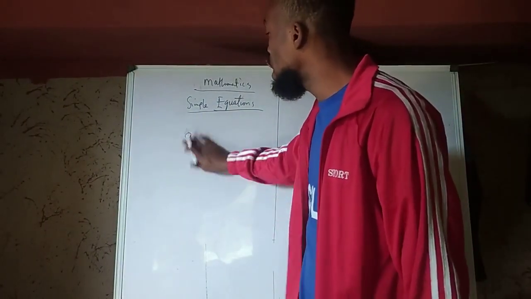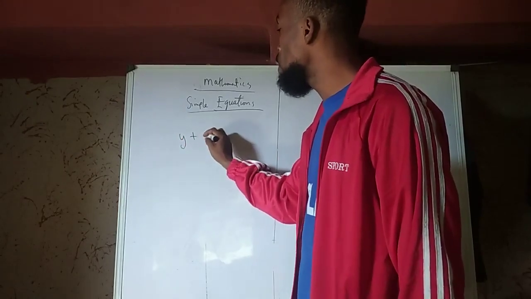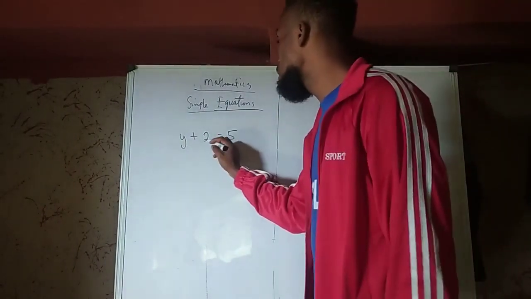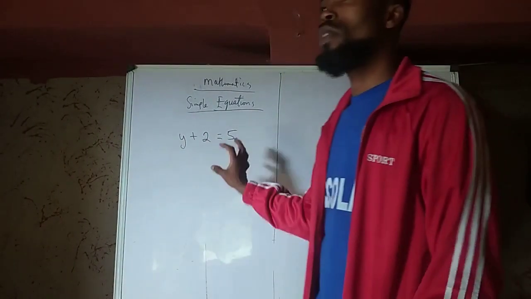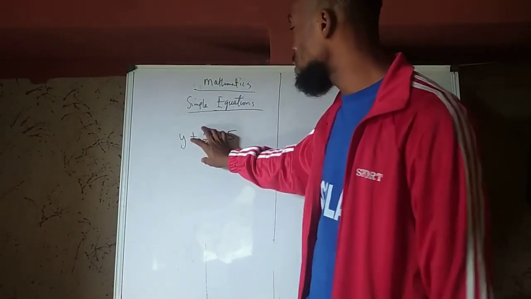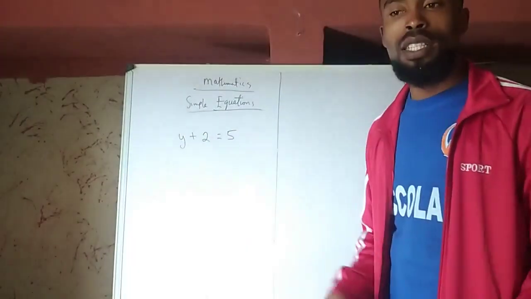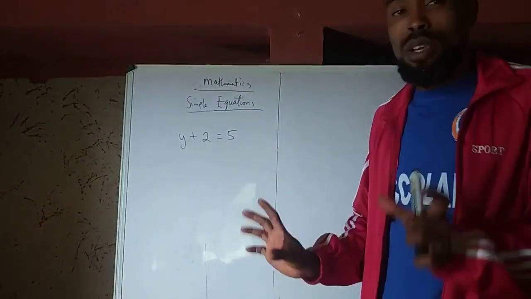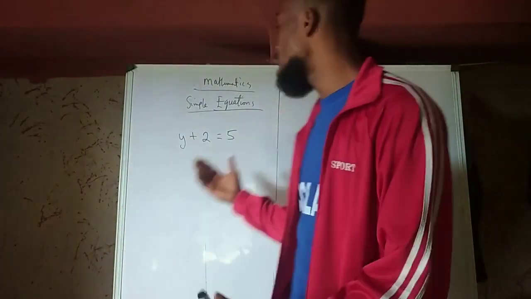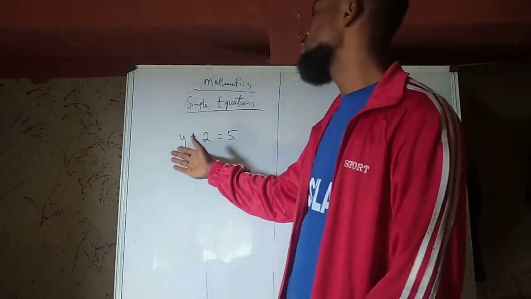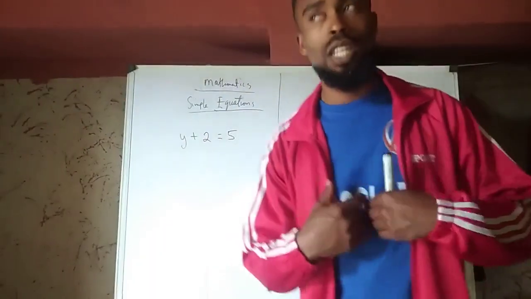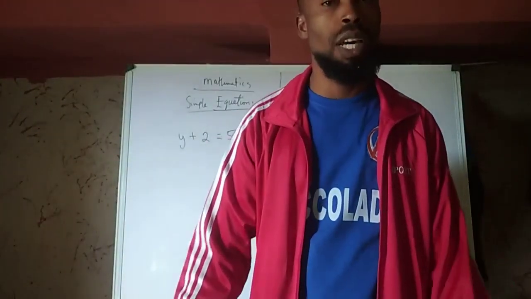So here we have y plus 2 equals 5. This is an equation. This expression is saying that y plus 2 is equal to 5. Remember we said an equation states that two things are equal. So y plus 2 is the same thing as 5. If you are asked to solve this equation, you are being required to find the value of y. Y here is standing as an unknown. It's representing a number that we don't know.